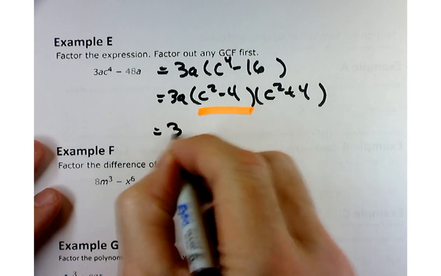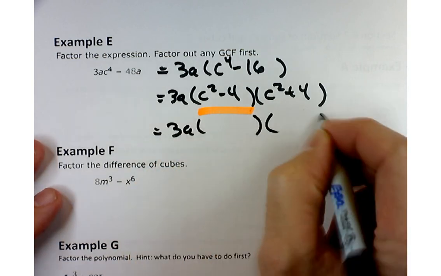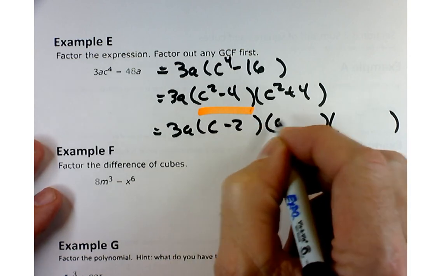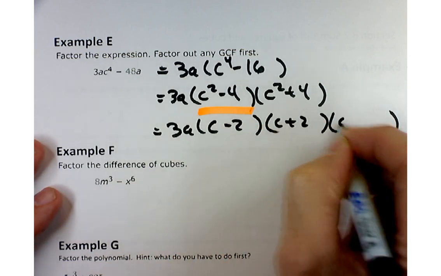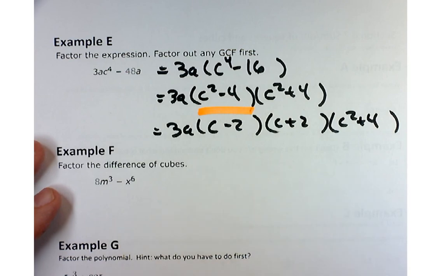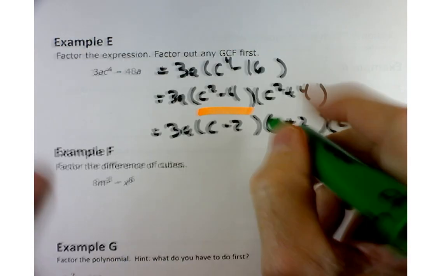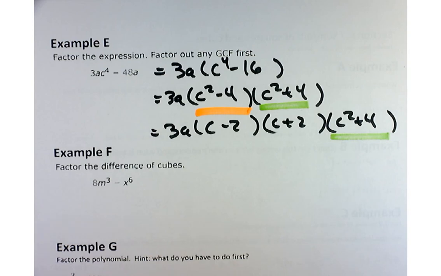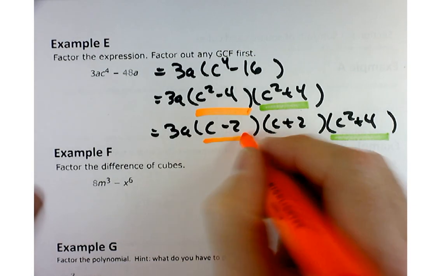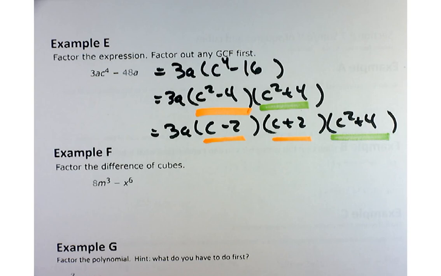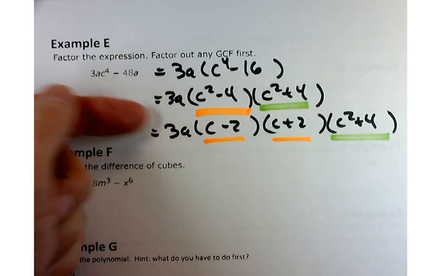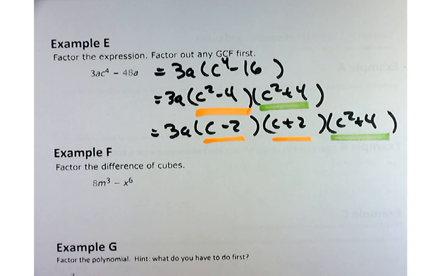So you're seeing the same kind of thing again, that something factors twice. 3A times c minus 2, c plus 2, and then c squared plus 4. You have to keep this term on here at the end, even though this one factors into 2 other terms. So that's what I'll be looking for. This, of course, will give you partial credit, but I want you to get full credit. So do look out for that one.